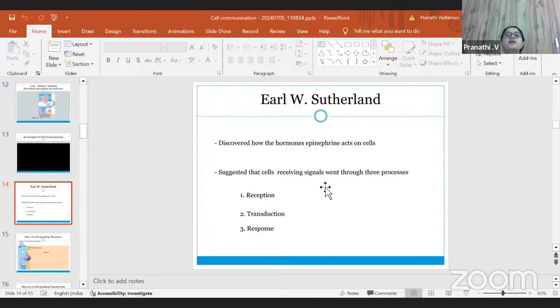Anyway, who discovered cell communication basically? It was the discovery of the epinephrine hormone acting on the cells. So there are three stages: whatever cell is receiving this particular hormone or signal will undergo three processes. One is reception, identification, that is, an external signaling molecule has come and attached onto the receptor. Then transduction. And then finally the response. Once this amplification or transduction is done, what is the response from that particular cell? What is it supposed to do?